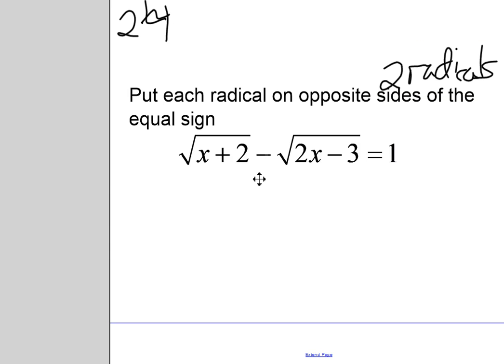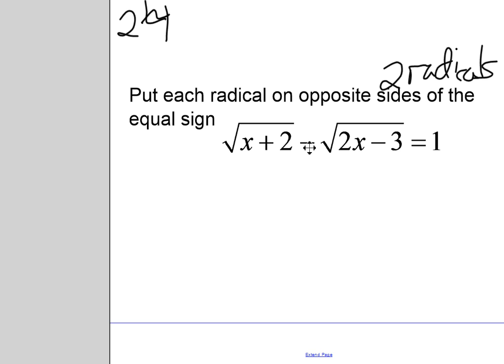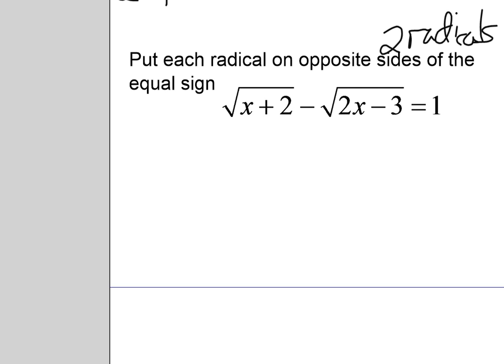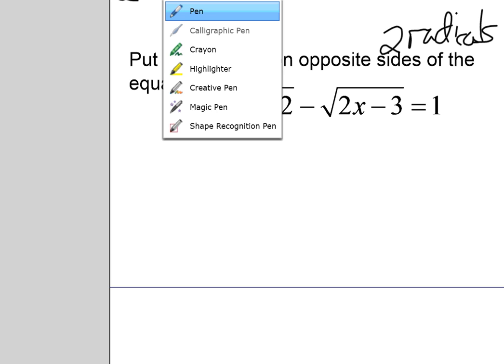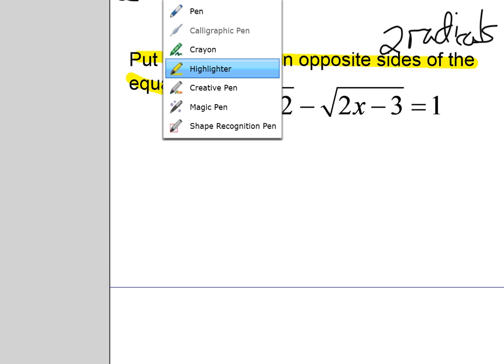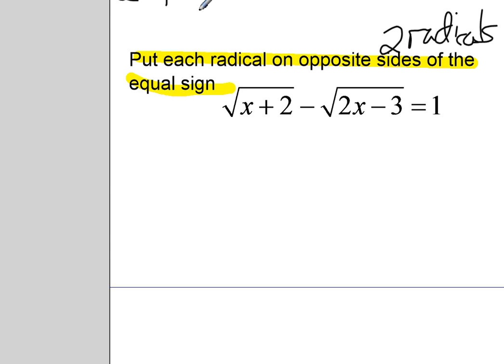All right, so here's my equation that I'm going to solve. And here's the big step that you need to know. If I've got two radicals in the equation, then put each radical on the opposite side. These problems are very intensive. All right, so what I'm going to do is add this one to put that on the other side of the equal sign.